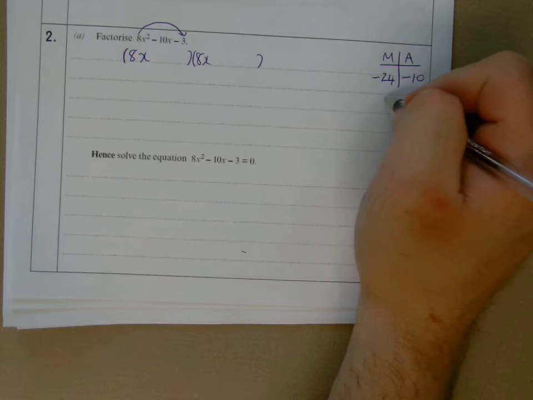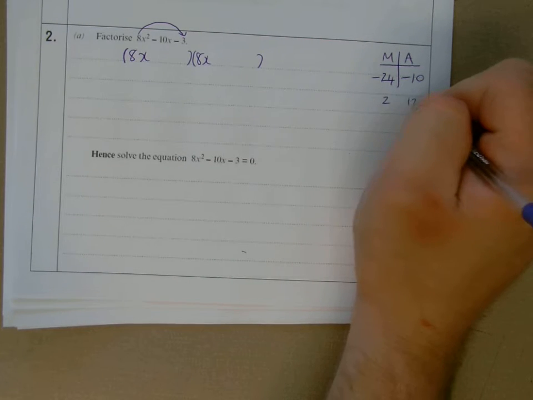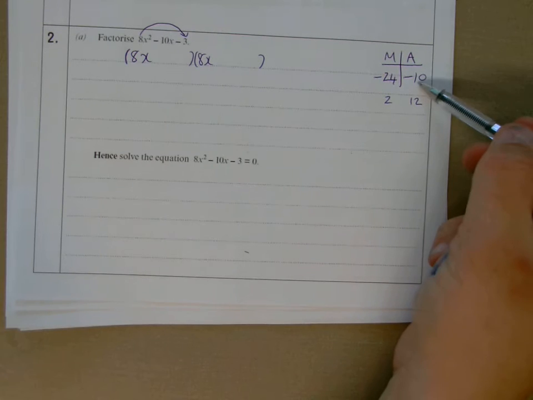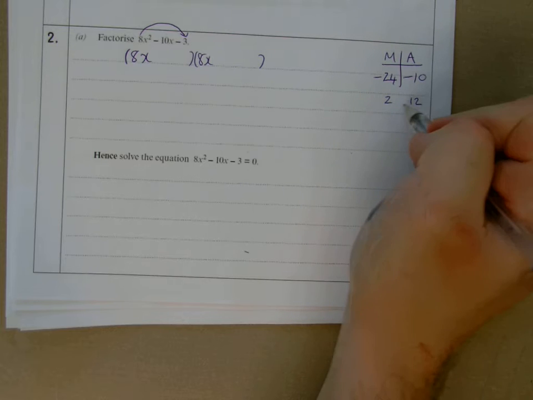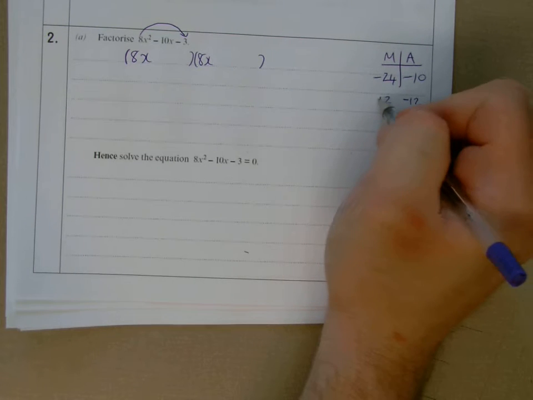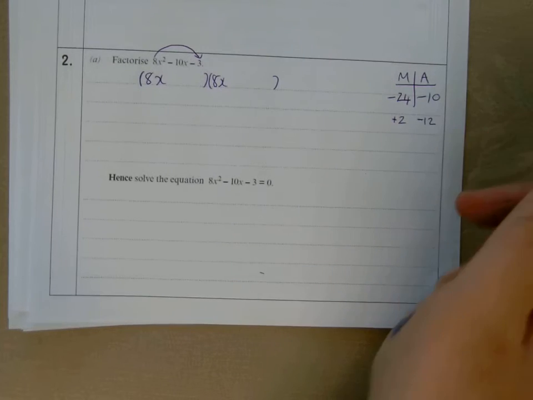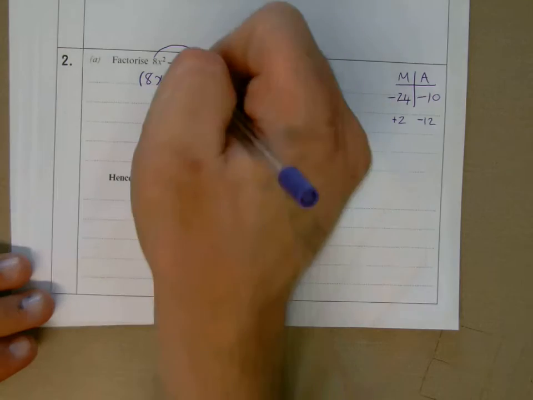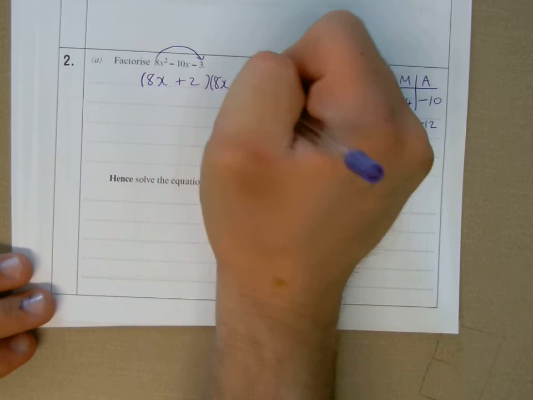Now, 2 times 12, of course, will multiply to give 24. To get minus 10, I'd need to make that a minus 12, wouldn't I? And that a plus 2. That would give me minus 10, wouldn't it, if I put them together? Yeah, it would. And then when I times them, it would give me minus 24. So the numbers are plus 2 and minus 12.